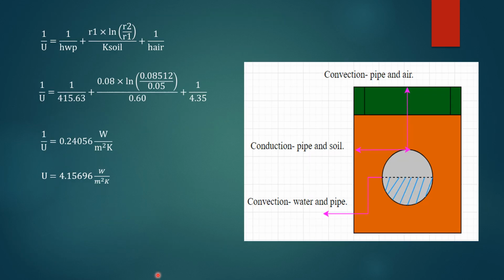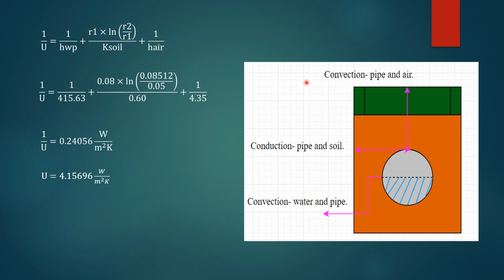Now, just for visual demonstration, what we're trying to do for the maximum heat loss is find the heat transfer coefficient for the three sections here. First is between the water and the pipe, which is convection. Second is the pipe and the soil, which is conduction. And third is the pipe and the air, which is convection. This is just to be able to break down the entire system from the pipe to the environment.